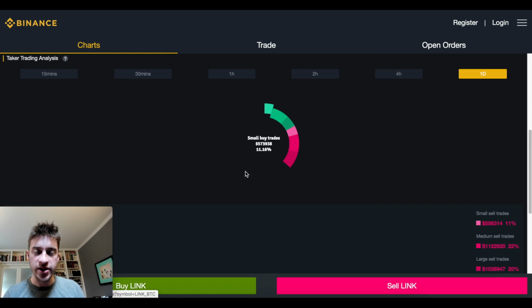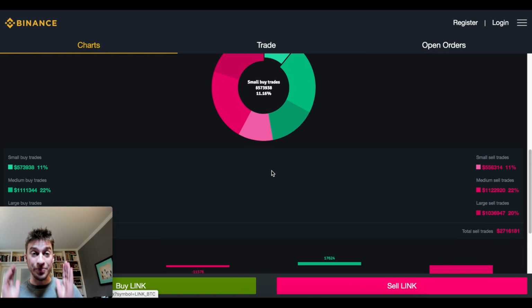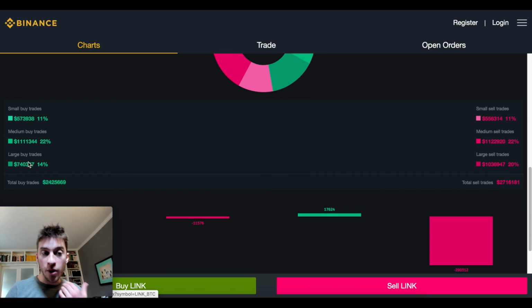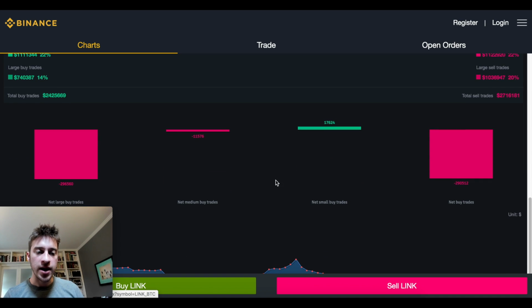This is a distribution on every single Binance coin of what percent of large buys are occurring, what percent of large sells are occurring, medium-sized buys, medium-sized sells, and just a ton of really helpful information on what the big players and the small players are doing on any Binance coin.